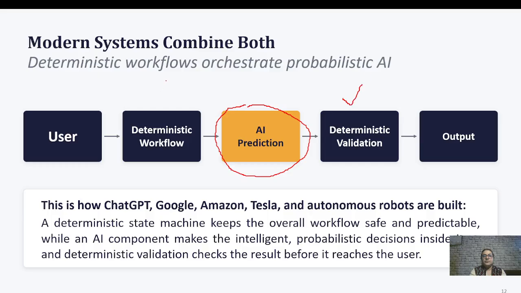Here we can have the human in the loop, or we can match it with the ground truth, human ground truth, to know the effectiveness of the AI system, whether it is correct or not, how effective it is, how trustworthy it is. This architecture is widely used in systems such as ChatGPT, Google Search, Amazon recommendation engines, Tesla's autonomous driving systems, and many intelligent robots. So, deterministic computation ensures reliability while AI provides the intelligent decision making.